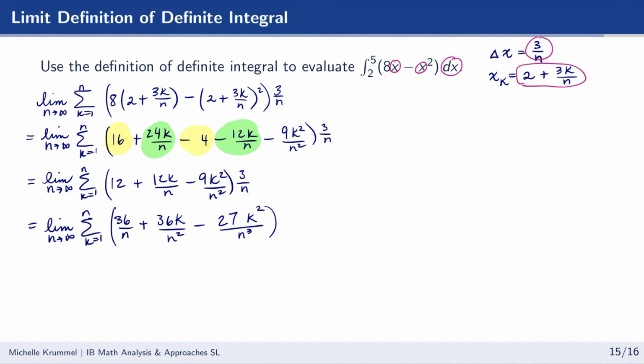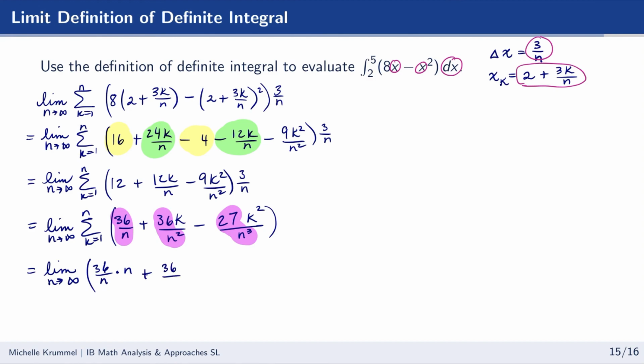Okay, so here we're going to separate this into 3 different summations and then apply some of our summation properties and formulas. So the first one, I'm going to go ahead and factor out these constant multiples in one go. So that's a constant multiple, that's a constant multiple, that's a constant multiple. The k is the variable here. So we've got 36 over n times the sum of 1 from k equals 1 to n, and that's going to equal n.